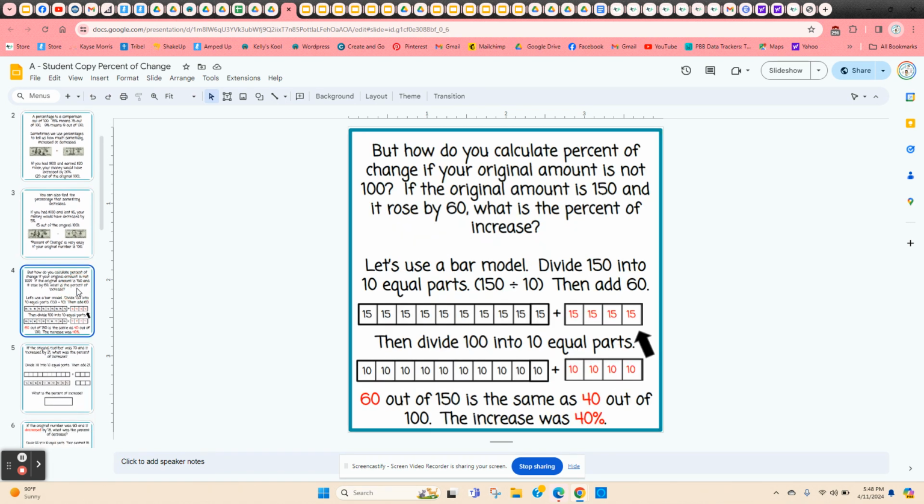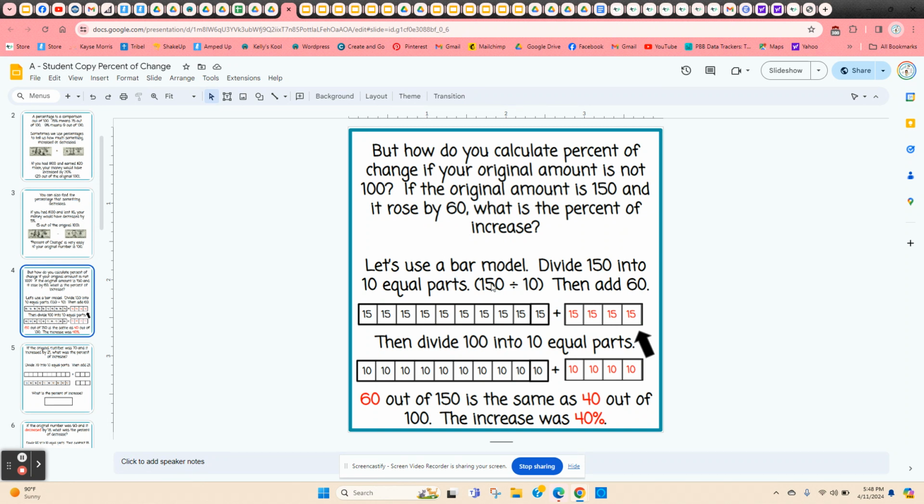Now, most of the time, we're not going to be starting with $100. So students are going to be shown the first method, which is with bar models or double number lines. So here we have an example where the original amount is 150 and it rises by 60. What's the percent of increase?